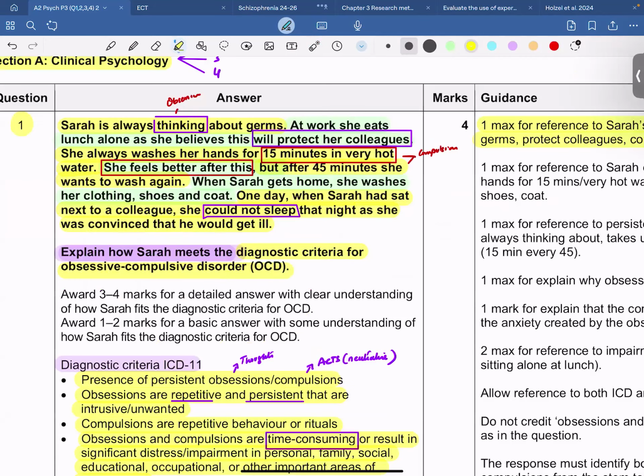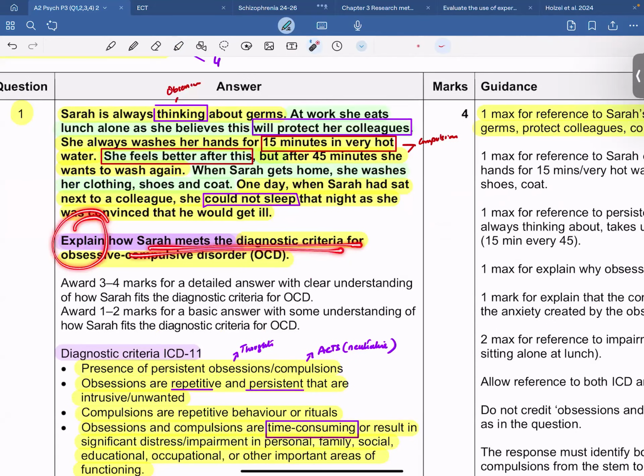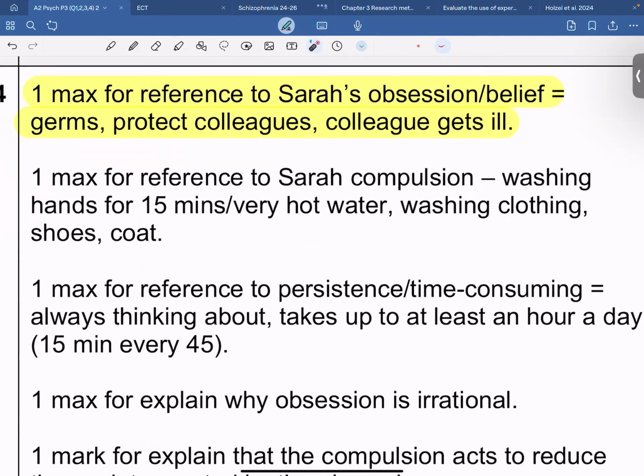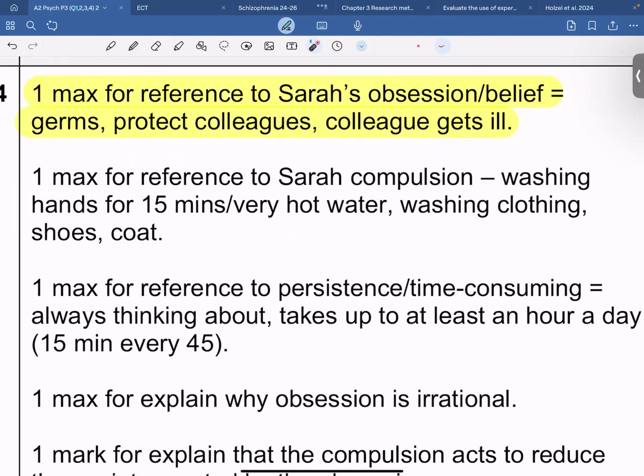Explain how Sarah meets the diagnostic criteria, right? So it's about Sarah. You need to be able to score a 4 on 4. You need to keep on linking the content, linking your knowledge on the diagnostic criteria of OCD with Sarah. Now, moving on, 1 max for reference to Sarah's compulsion, that is washing hands for 15 minutes, very hot water, washing clothing, shoes, etc. So 1 max mark for this, 1 max mark for this.